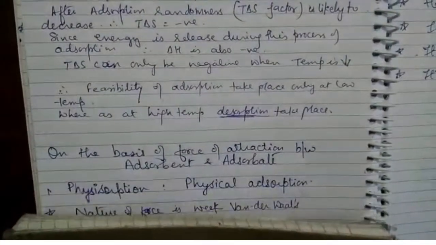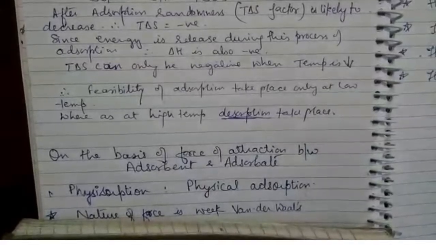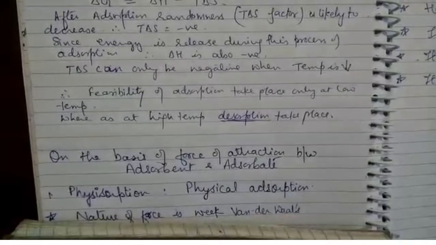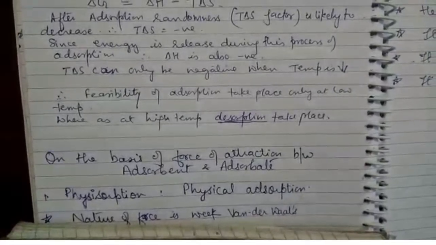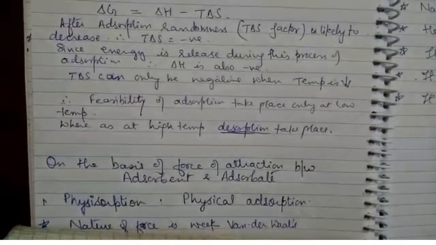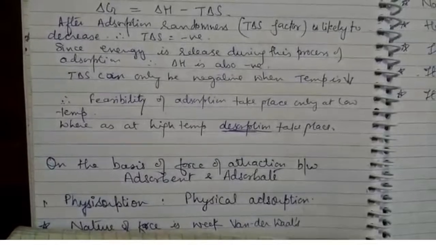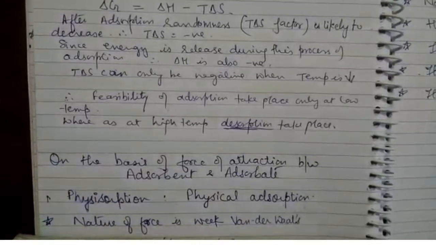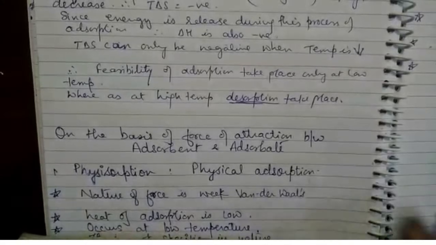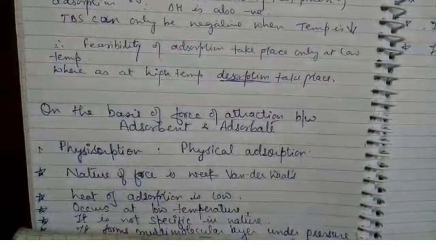First one is physical adsorption, that is physisorption. When physisorption is taking place, the force of attraction between the adsorbate and adsorbent is very weak, van der Waals forces, and whenever the molecules are joining with the solid surface, a very low amount of heat is released. Therefore, the heat of adsorption is very low, and this takes place at a very low temperature. It is not specific in nature.